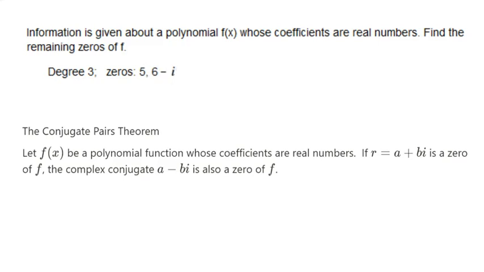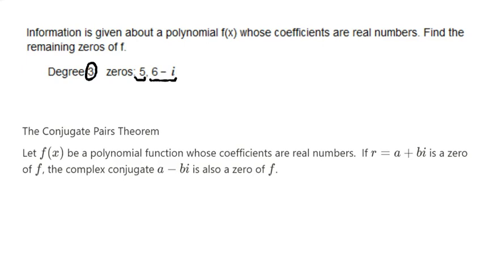So we're going to use the conjugate pairs theorem to identify the remaining zero. There is only one remaining zero because of the fundamental theorem of algebra. This polynomial is of degree 3 and will have at most 3 zeros. So we already have 2 zeros, there's only one remaining zero.